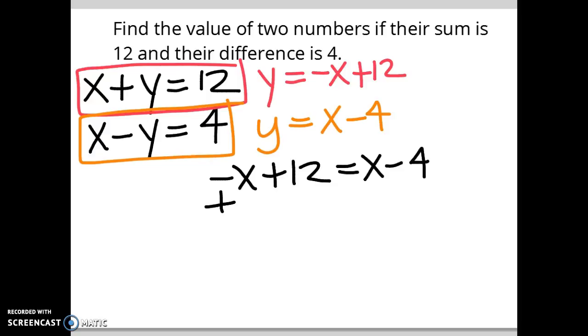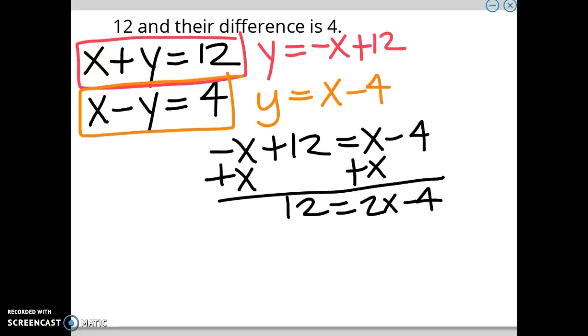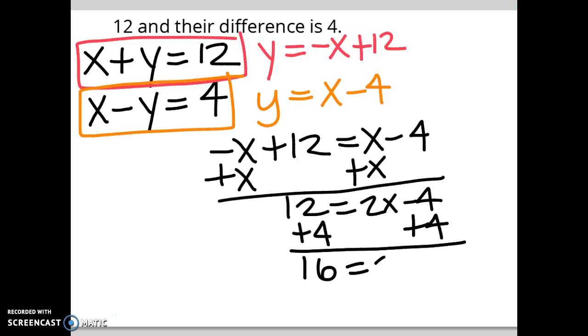We're going to add x. Then add 4. Divide by 2. X equals 8. So we know what the x coordinate is. The x in this problem is 8.